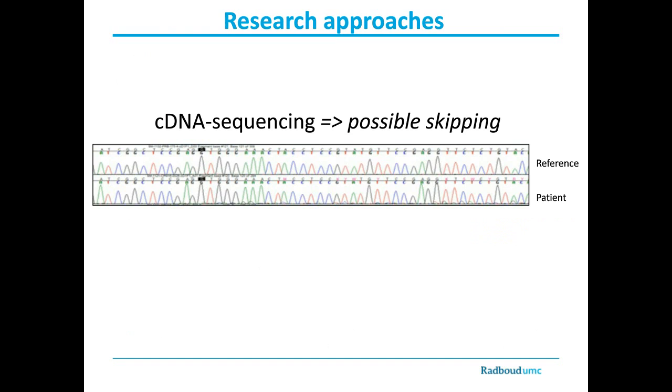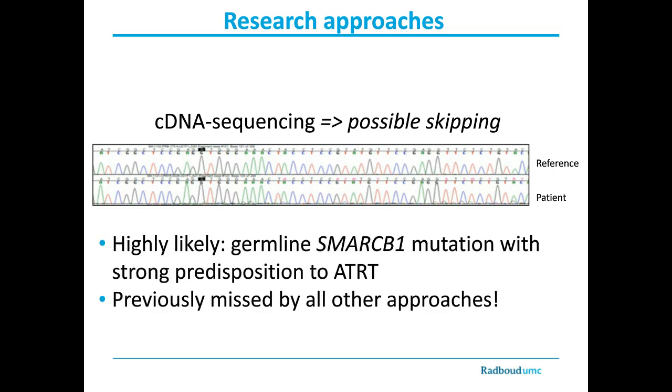When we showed these results to Roland and his team, he also told us that they already did cDNA sequencing and saw possible skipping of exon 2 in this patient. So in the lower panel of the patient, there is an extra banding pattern in just a small percentage of the material, which may support this finding. So we believe that very highly likely we found the germline SMARCB1 mutation in this case that gives a strong predisposition. And it's important to tell you that this was really missed by all the previous approaches, and that included exome and genome sequencing.